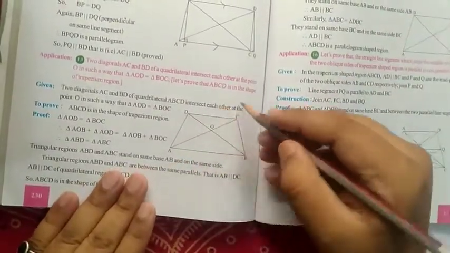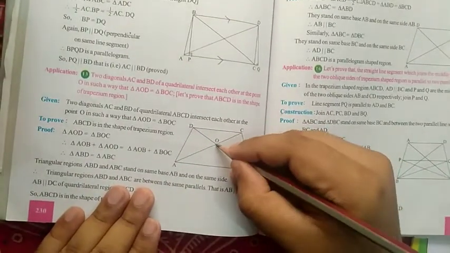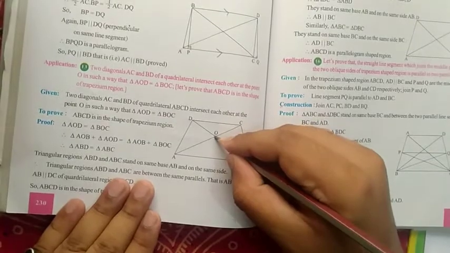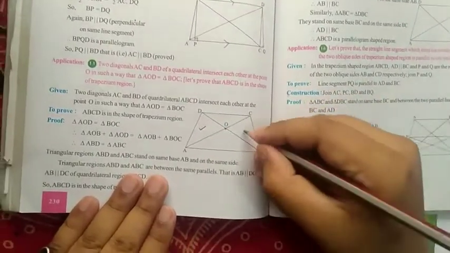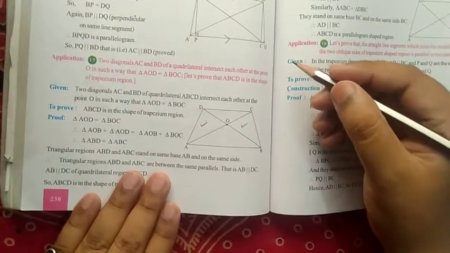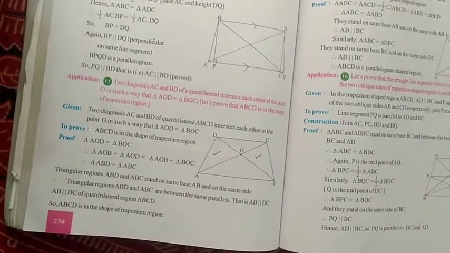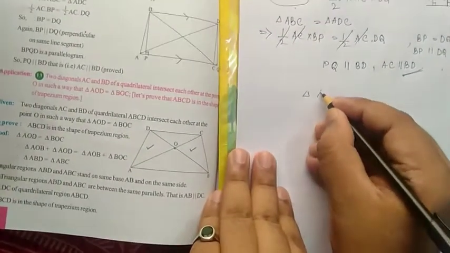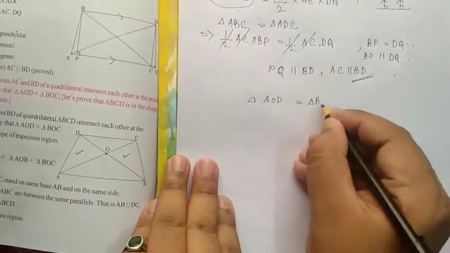So two diagonals, this is diagonal AC and this is diagonal BD of a quadrilateral, intersect each other at the point O in such a way that triangle AOD and triangle BOC both have the same area. Now this is a tricky sum. Why is this a tricky sum? We know that triangle AOD equals triangle BOC.